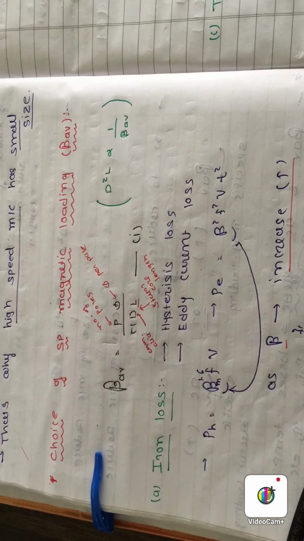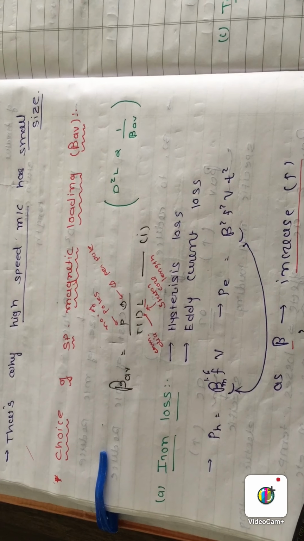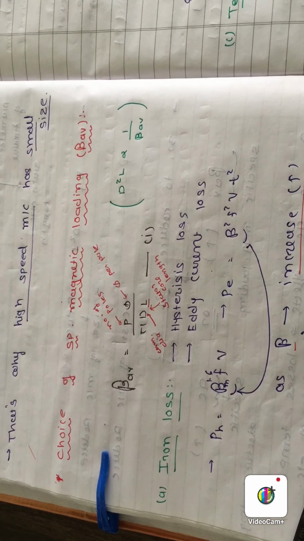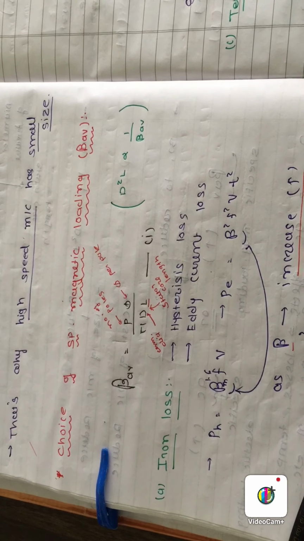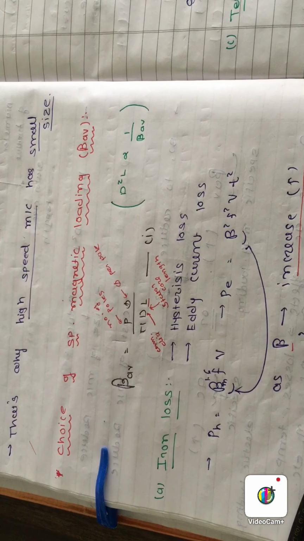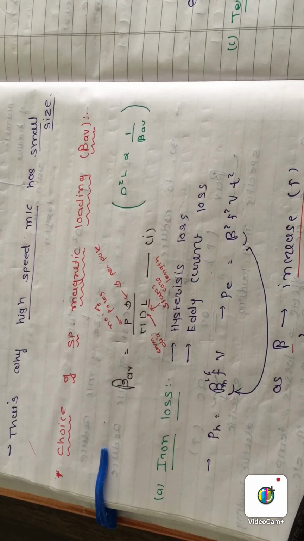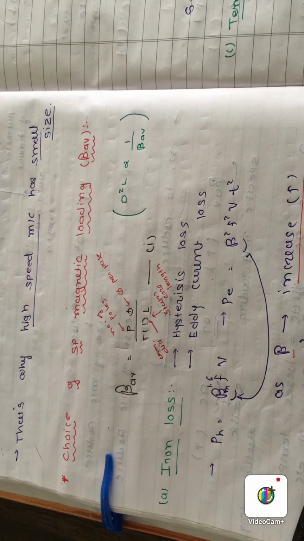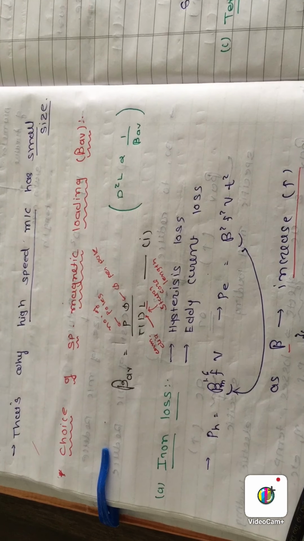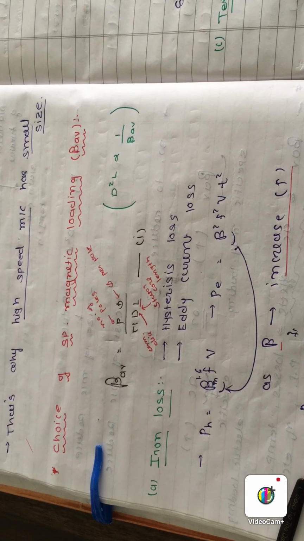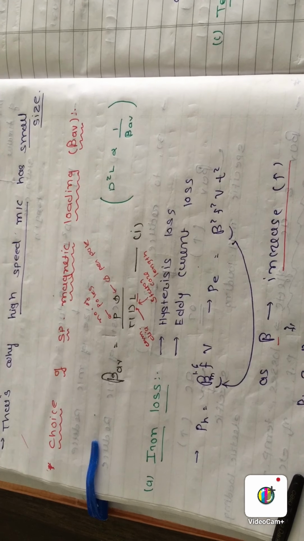In this lecture we will study the choice of specific magnetic loading and specific electrical loading. In the previous lecture we studied the short note related to dimensions of DACM, the dimensions of an induction motor. In that lecture we already derived the equation for D square L, which gives the dimension of a three-phase induction motor.